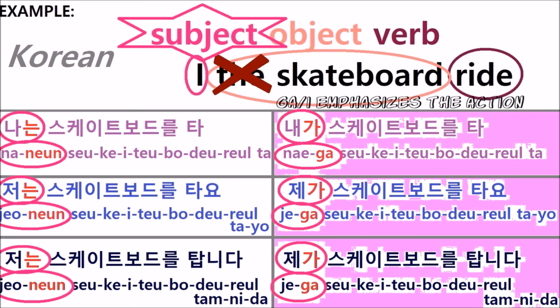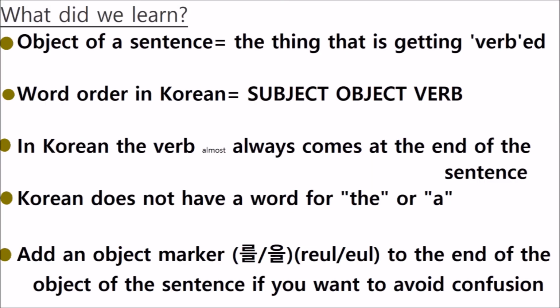So what did we learn today? We learned what the object of a sentence is. We learned that the word order in Korean is subject, object, verb. This is different from English. We learned that in a Korean sentence, the verb almost always comes at the end. We learned that Korean does not have a word for "the" or a word for "a". And we learned that we have the option of adding an object marker, 를 or 을, to the end of an object of the sentence in order to avoid confusion.